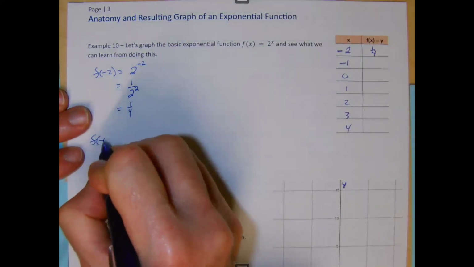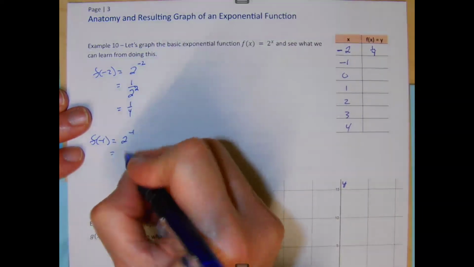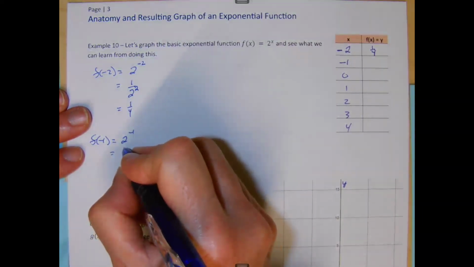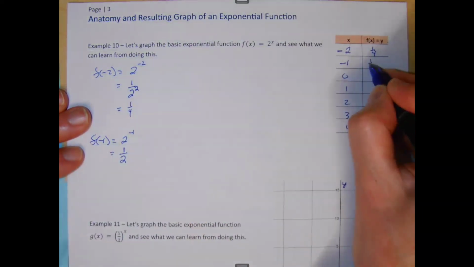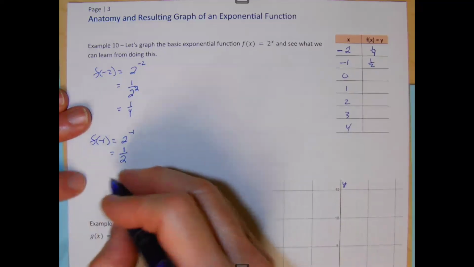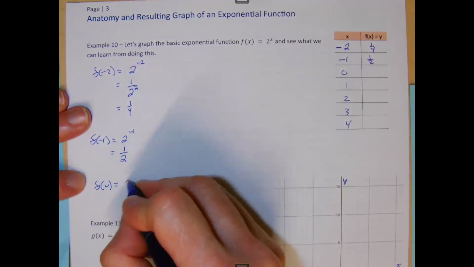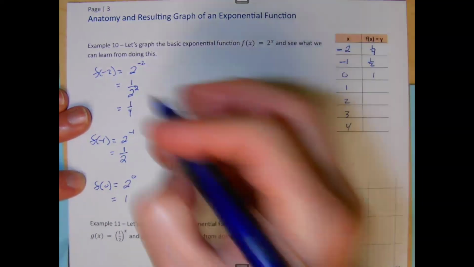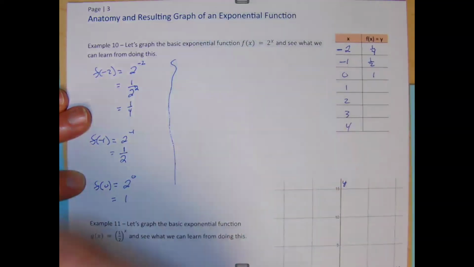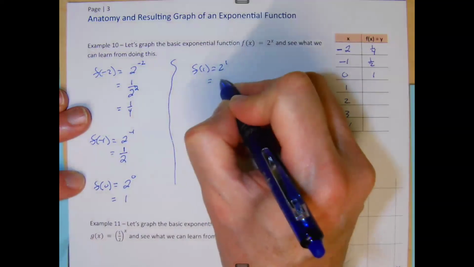F of -1 is 2 to the -1. Again, I see the negative power. That means flip it from numerator to denominator, and I get a half. So yep, a half. F of 0. Well, 2 to the 0th power is 1. I keep going. Enter a 1. 2 to the 1st. 2.